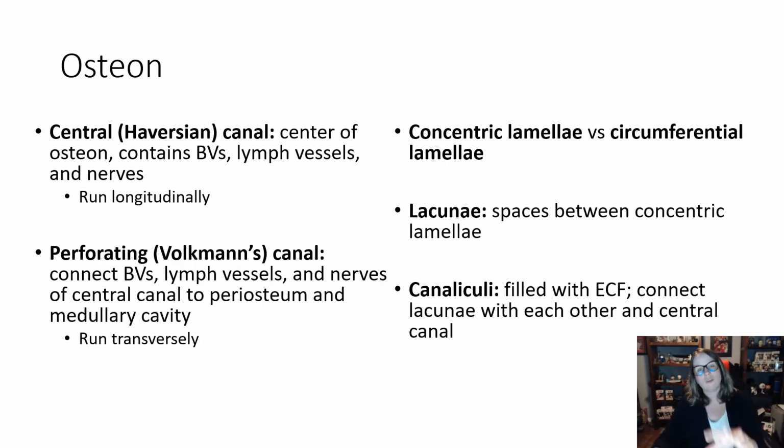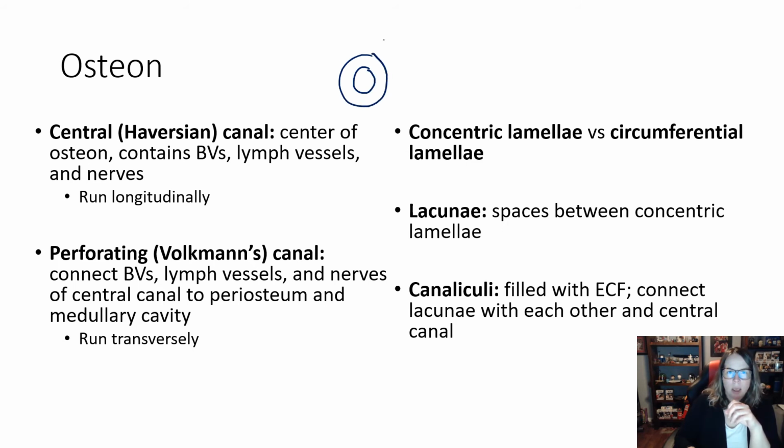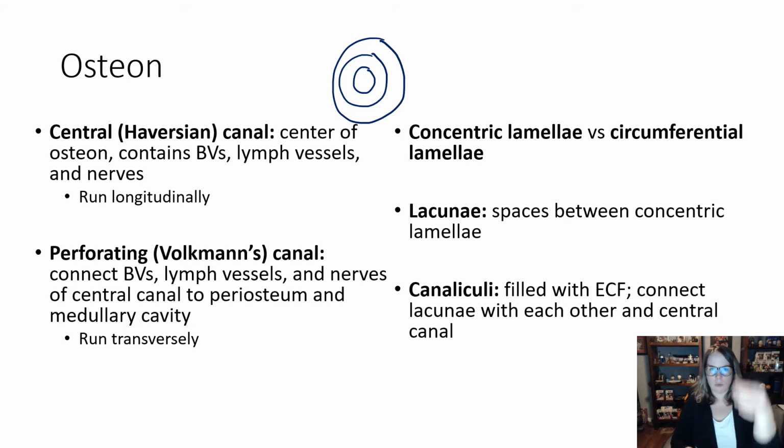So I want to go through these structures with you, kind of define them, and then we'll take a look at the image. Now, the central canal, as we saw on that previous slide, this is the center of the osteon. Okay, and as I mentioned, this is where we're going to have our blood vessels, lymph vessels, and nerves all running through there. The osteon is running the length of the bone. So there are all these cylinders that are running the length of the bone. So the Haversian canals are going to go up and down with the bone.